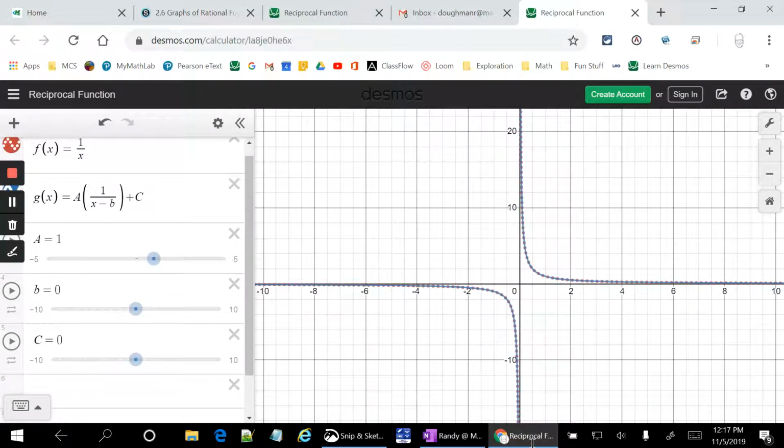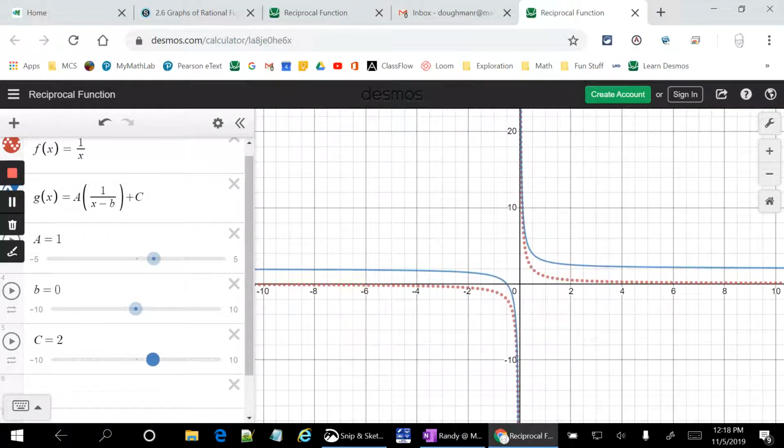Now b, that looks like we're messing with the input, so I think it's going to move the graph left and right. And not only is it moving the graph left or right, it's moving that vertical asymptote. So when b is 4, it looks to me like the vertical asymptote is at x equals 4. When b is negative 3, it looks like the vertical asymptote is at negative 3. All right, so let's put b back at 0, so it's not affecting.